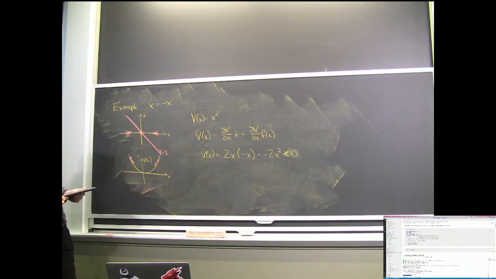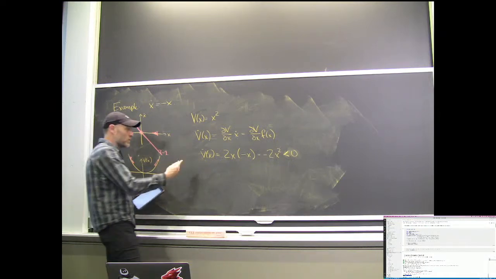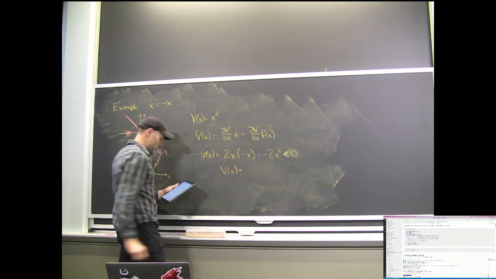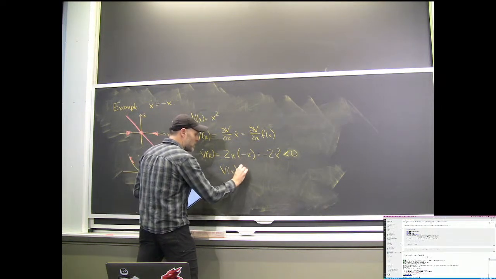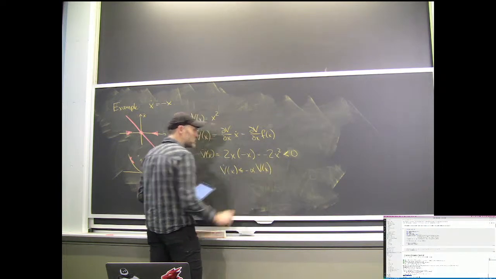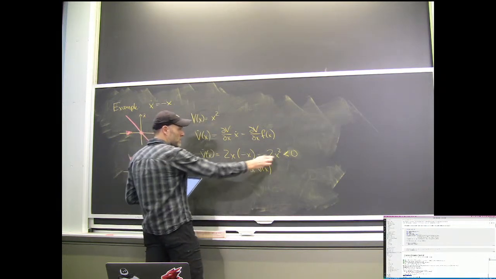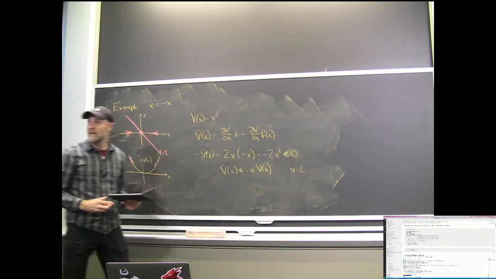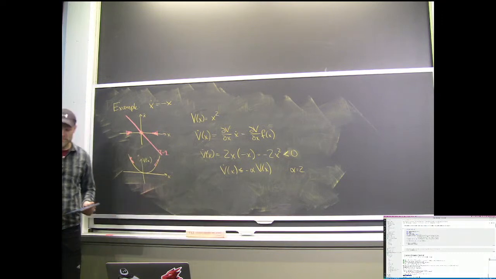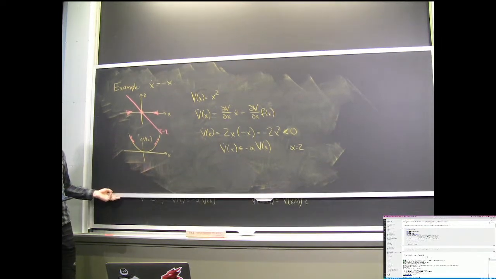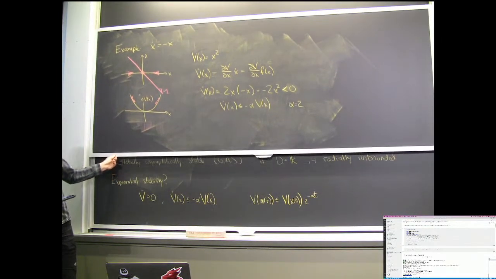Okay. And in fact, if you want to show that it's exponentially stable, you could say that this is less than or equal to negative alpha times V of x, where alpha is 2. So it's exponentially stable, and the rate is given by 2. Yeah? Is that landing?